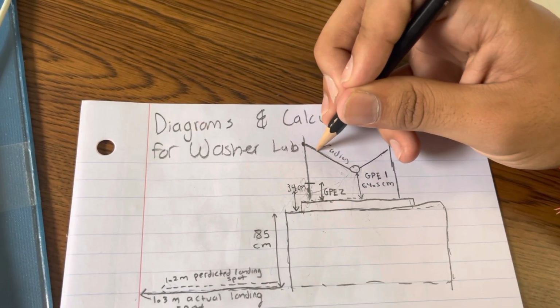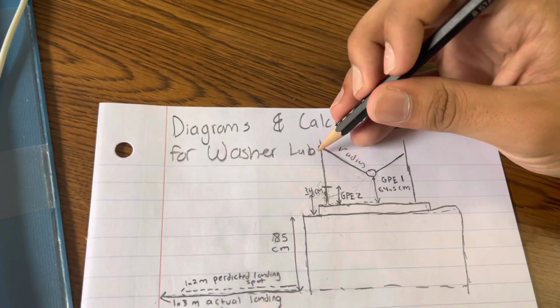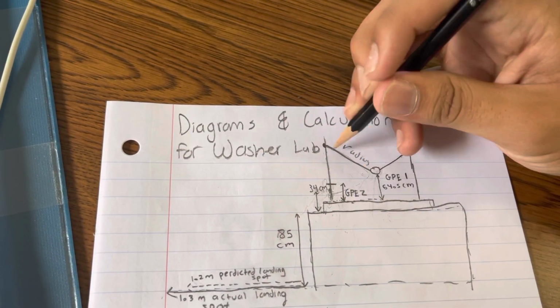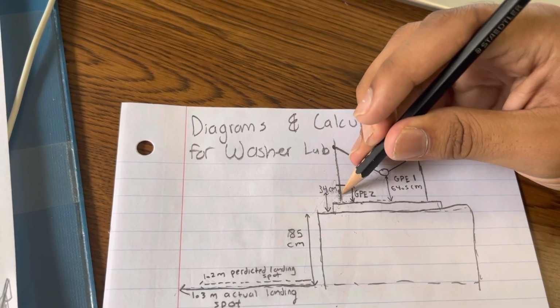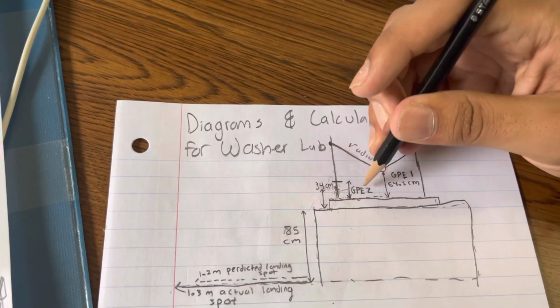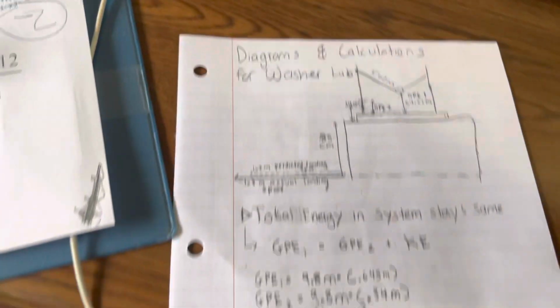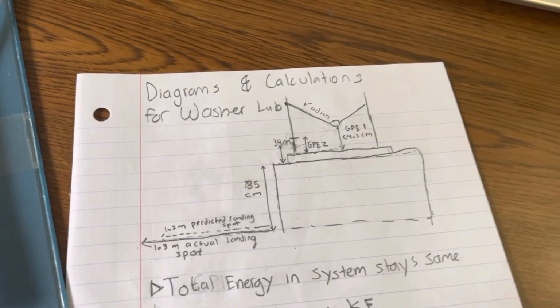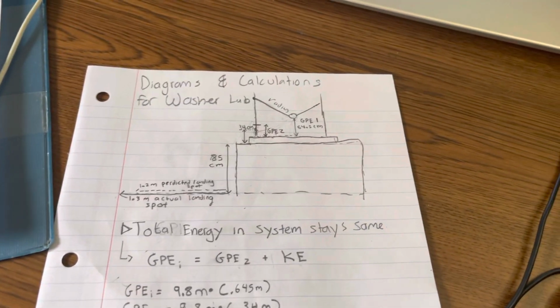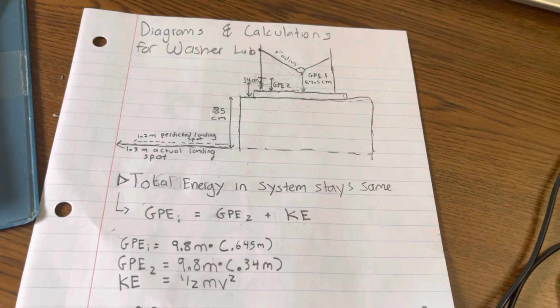So the next time we did it, we accounted for that, and we calculated the radius of this, and we laid it here. So then say the washer actually was released here instead. So we fixed our GPE to put that into our calculations, and once we accounted for the radius, we were actually much closer for our landing, like only 2 or 3 centimeters off instead of 10.